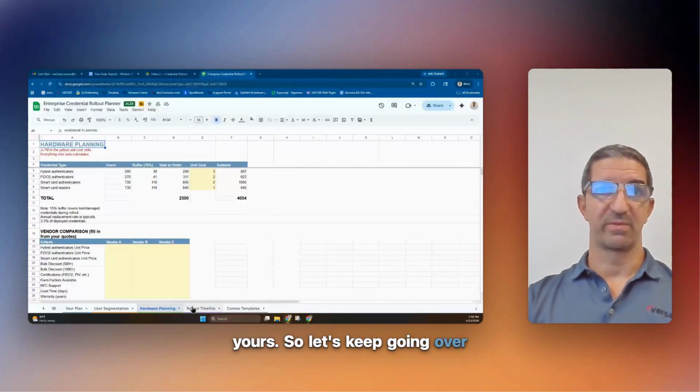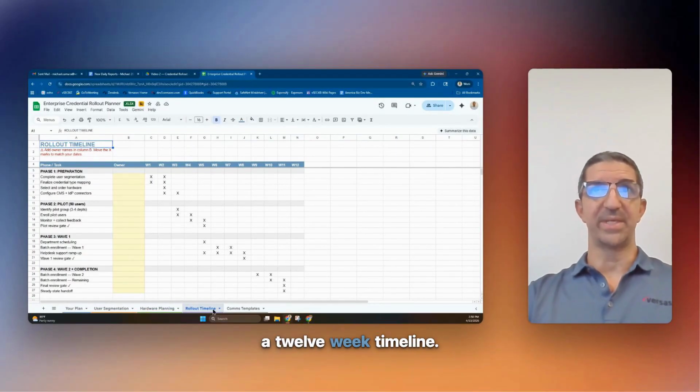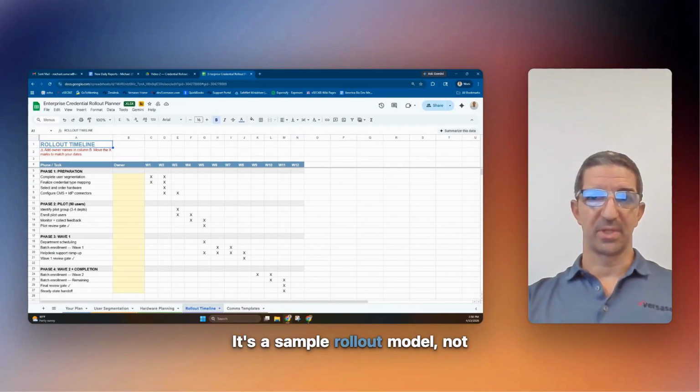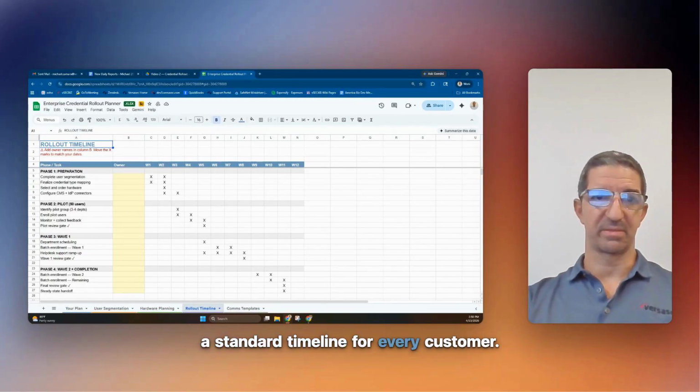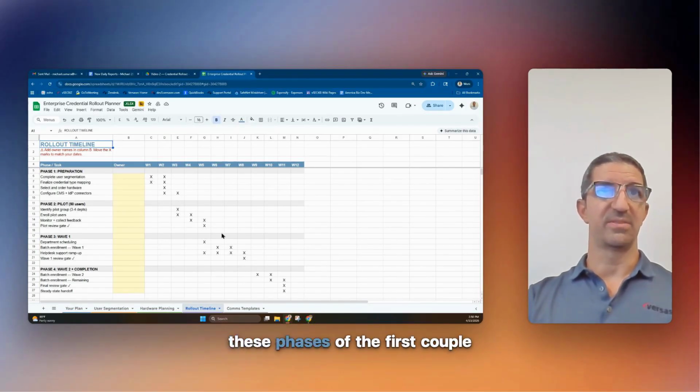So let's keep going over to tab 4 and discuss rollout time. So this is based on a 12-week timeline. It's a sample rollout model, not a standard timeline for every customer. They do change, obviously. So let's walk through some of these phases of the first couple of weeks.